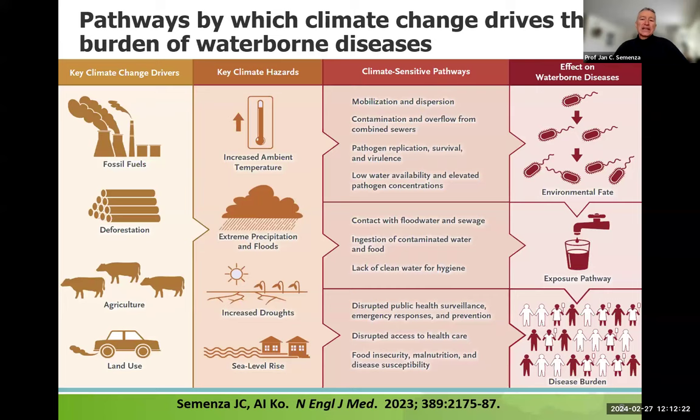But it also increases the dispersion. So flood water and sewer gets contaminated, and that increases our exposure in public health. And that in turn leads to an increased disease burden, illustrated at the very bottom part of this diagram.